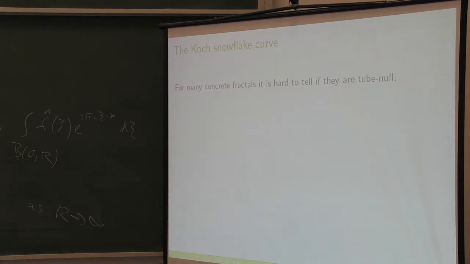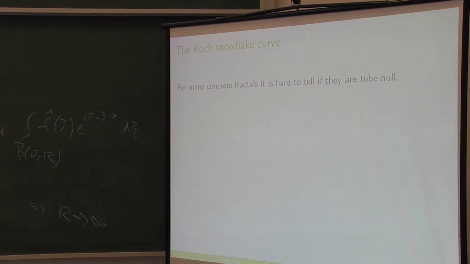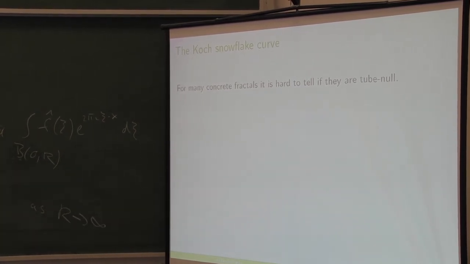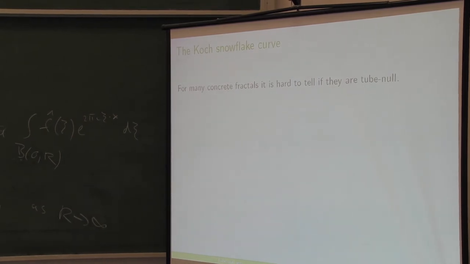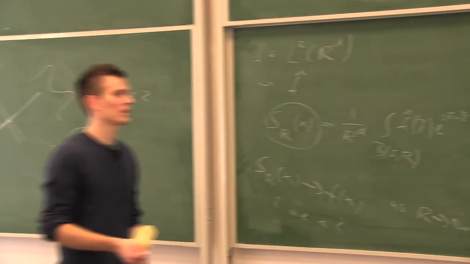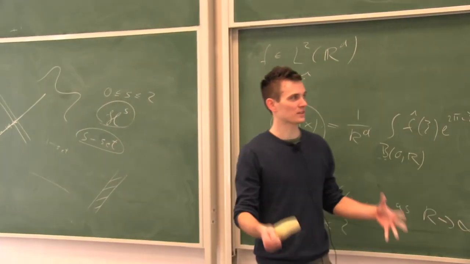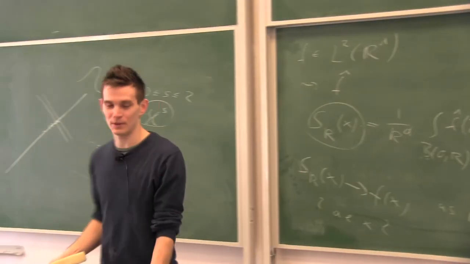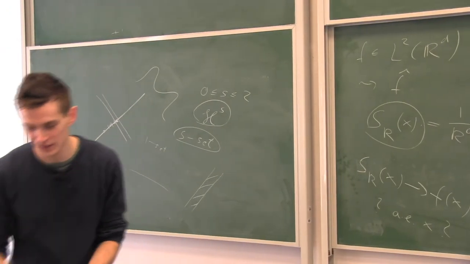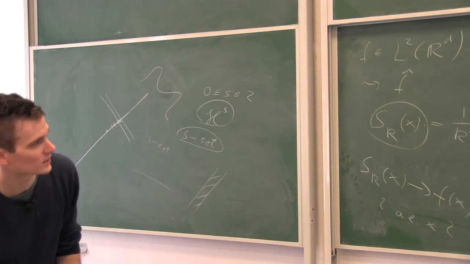What I want to talk about in the rest of the time, basically, is just one concrete example. So it turns out that in many cases, it's very hard to tell about concrete fractals, concrete self-similar sets, whether they are tube-null or not. So one of the most studied.